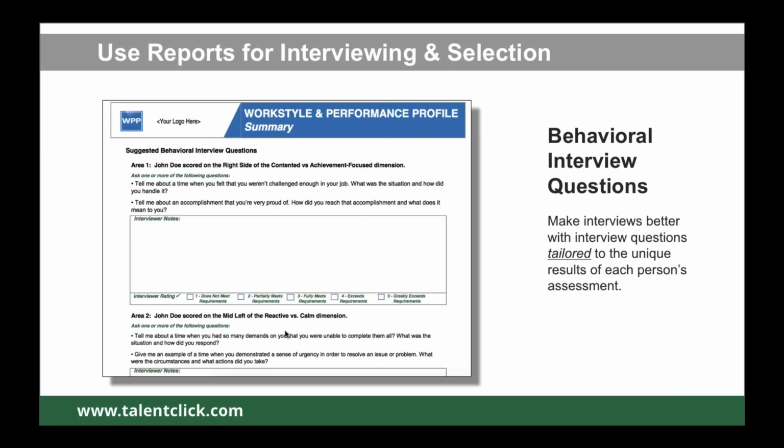Okay, I told you the reports were about 7 pages long. Here's another page from within the report. This is a page for interviewing. There are personalized, tailored interview questions for each individual person. So the results change, the questions change for each person depending on their unique results. And this again becomes a powerful tool for interviewers or hiring managers, instead of the usual, tell me about your strengths and weaknesses.